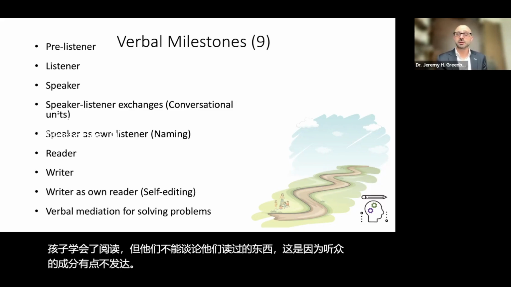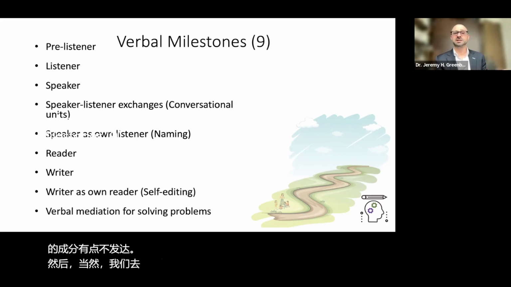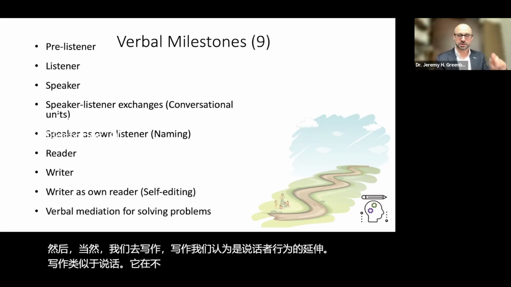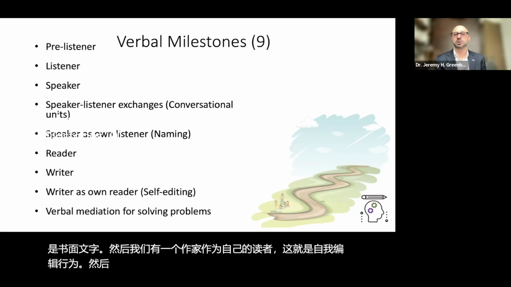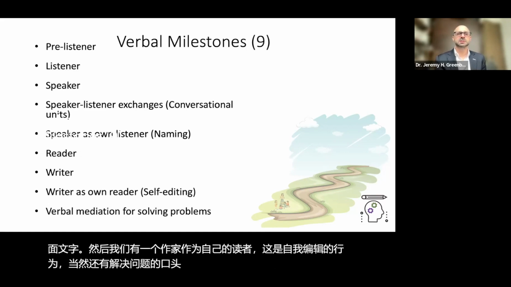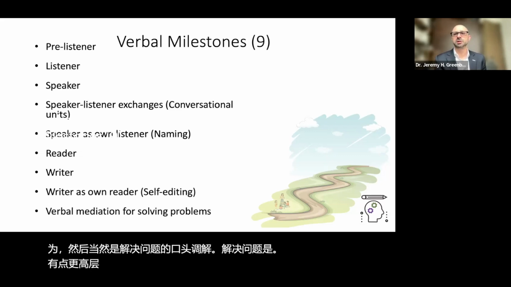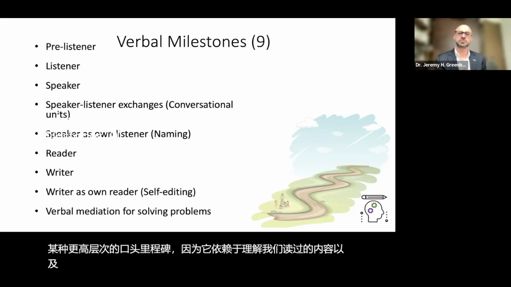And then, of course, we go to writing. Writing we view as an extension of speaker behavior. Writing is similar to speaking. It's in a different format. It's in textual words, written words, obviously. And then we have writer as own reader, which is self-editing behavior. And then, of course, verbal mediation for solving problems. Problem solving is sort of a higher level of verbal milestones, because it relies on understanding what we've read and how to apply that to given problems. So that's a type of verbal milestone as well.